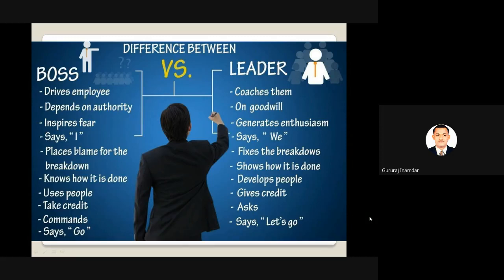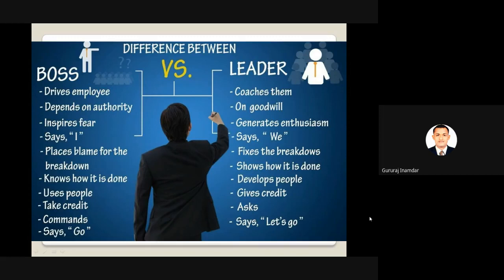So boss always says I, and leader always says we. Is it right? Next, boss places blame for the breakdown, and leader fixes the breakdown. Boss will say, it happened because of you. The leader will say, fix the breakdown with the help of the overall team, without blaming any one person. So they will contribute to success and failure both. Whatever success or failure we have, the leader will distribute or take the responsibility. Okay, so the leader will take responsibility for all success as well as failure.